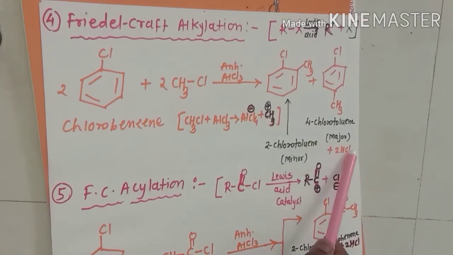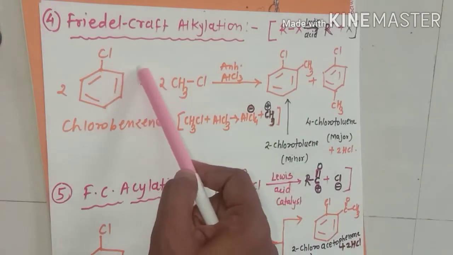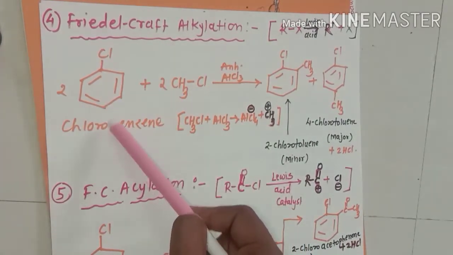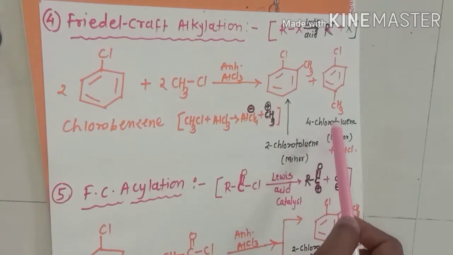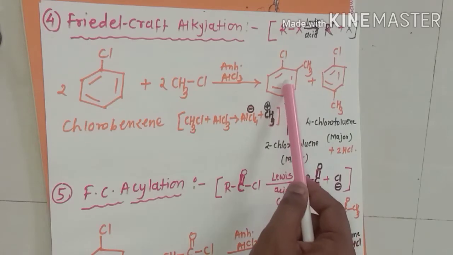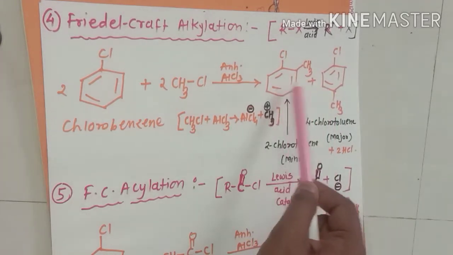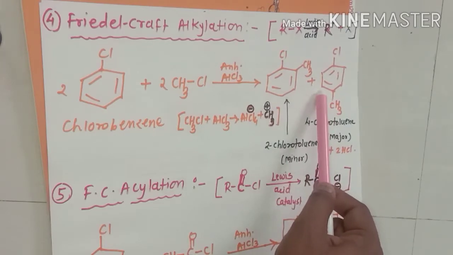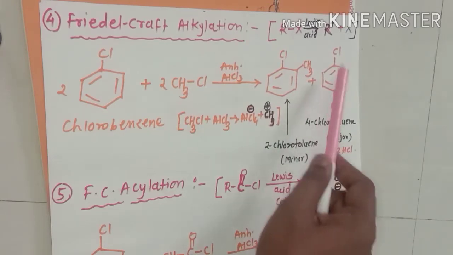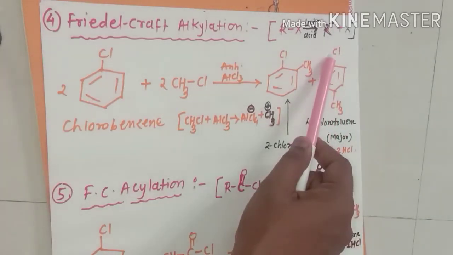HCl is a side product, because these two Cl minus ions combine with hydrogens of ortho and para positions of the chlorobenzene molecules to give 2 HCl side product, and major products are orthochlorotoluene and parachlorotoluene. Among these two products, para substituted product is major because this product is stable due to much distance between the two functional groups, alkyl group and chloro group.